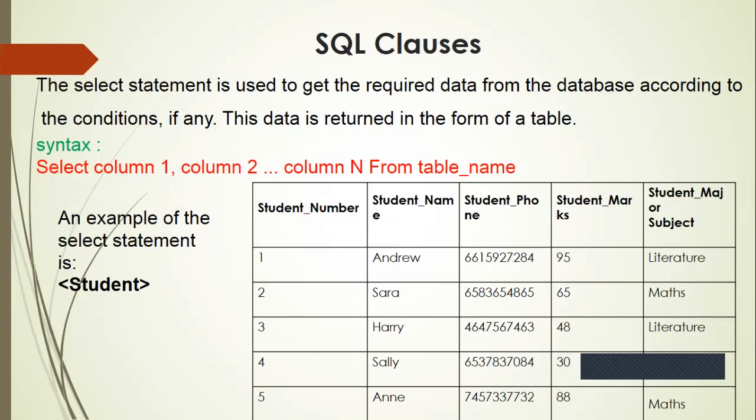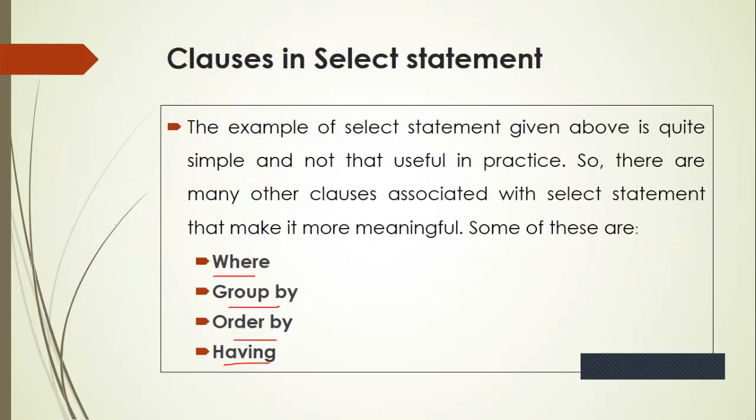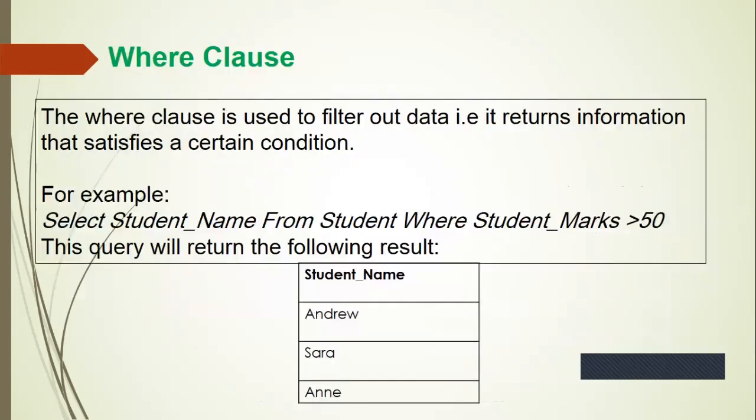So what were the names which will be displayed? Andrew, because marks is 95, Sarah, since it's 65, then Annie, since marks is 88. So the marks less than 50, the names will not be displayed. So that is the output here, Andrew, Sarah and Annie.